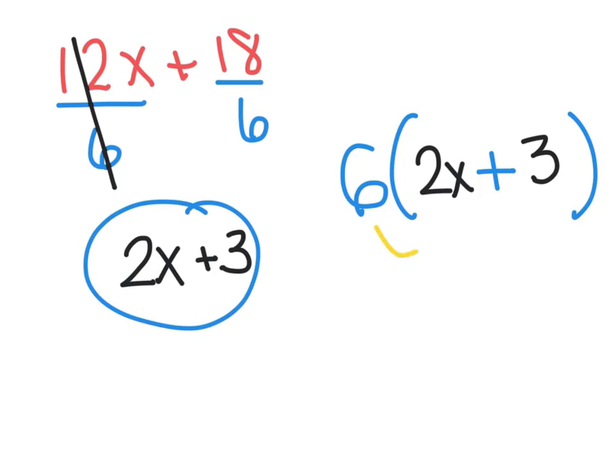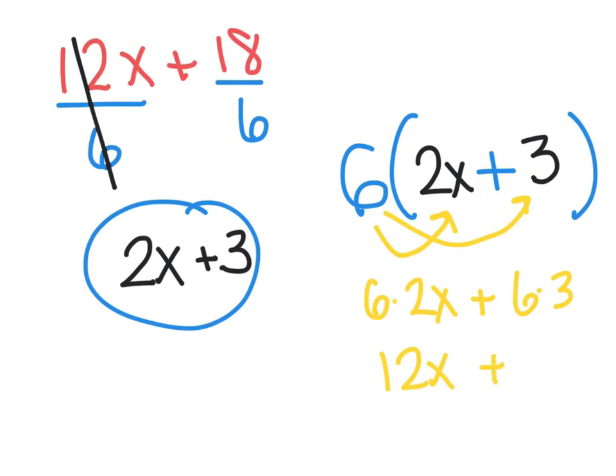How can I check to see that this is correct? I can check by quickly doing 6 times 2x plus 6 times 3. 6 times 2x is 12x, plus 6 times 3 is 18.